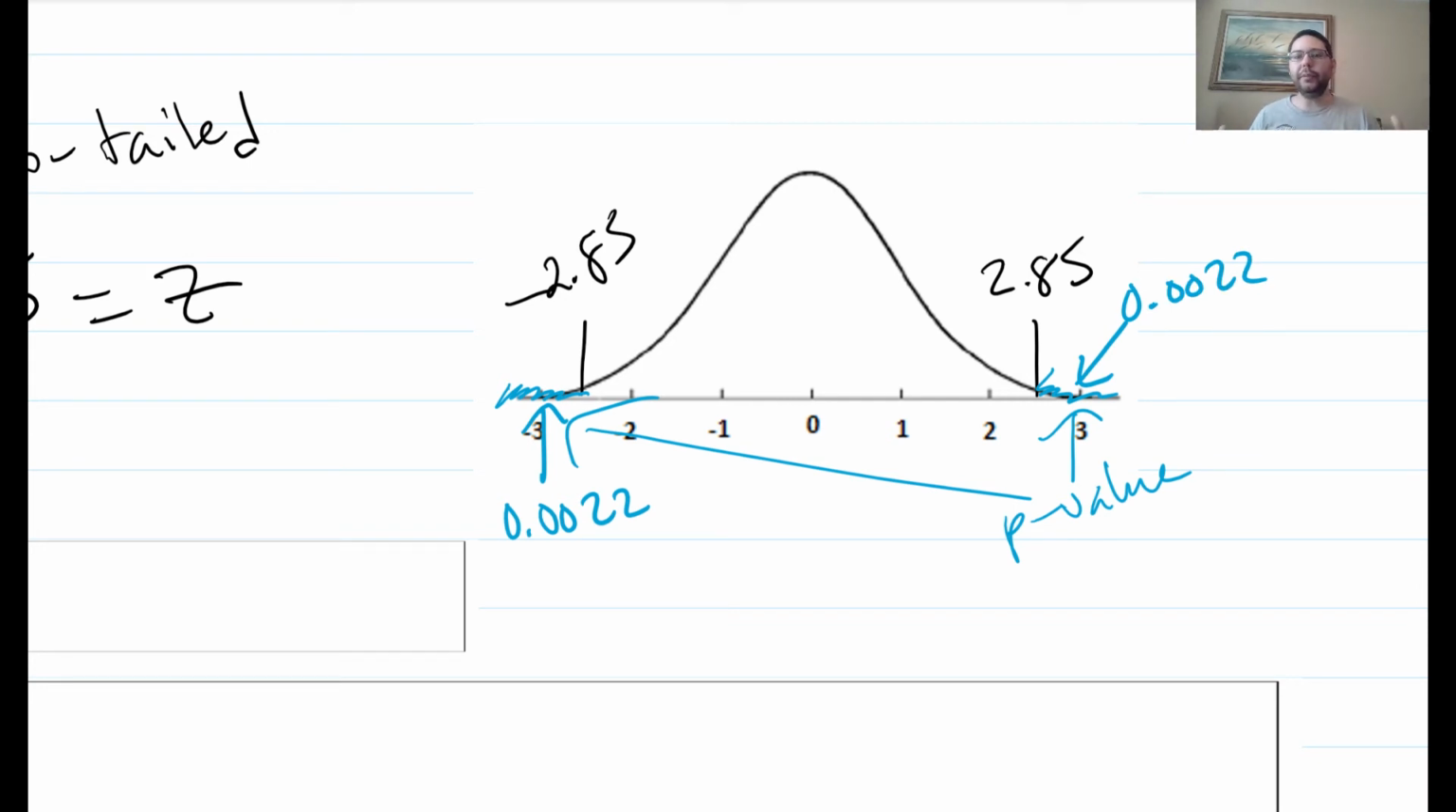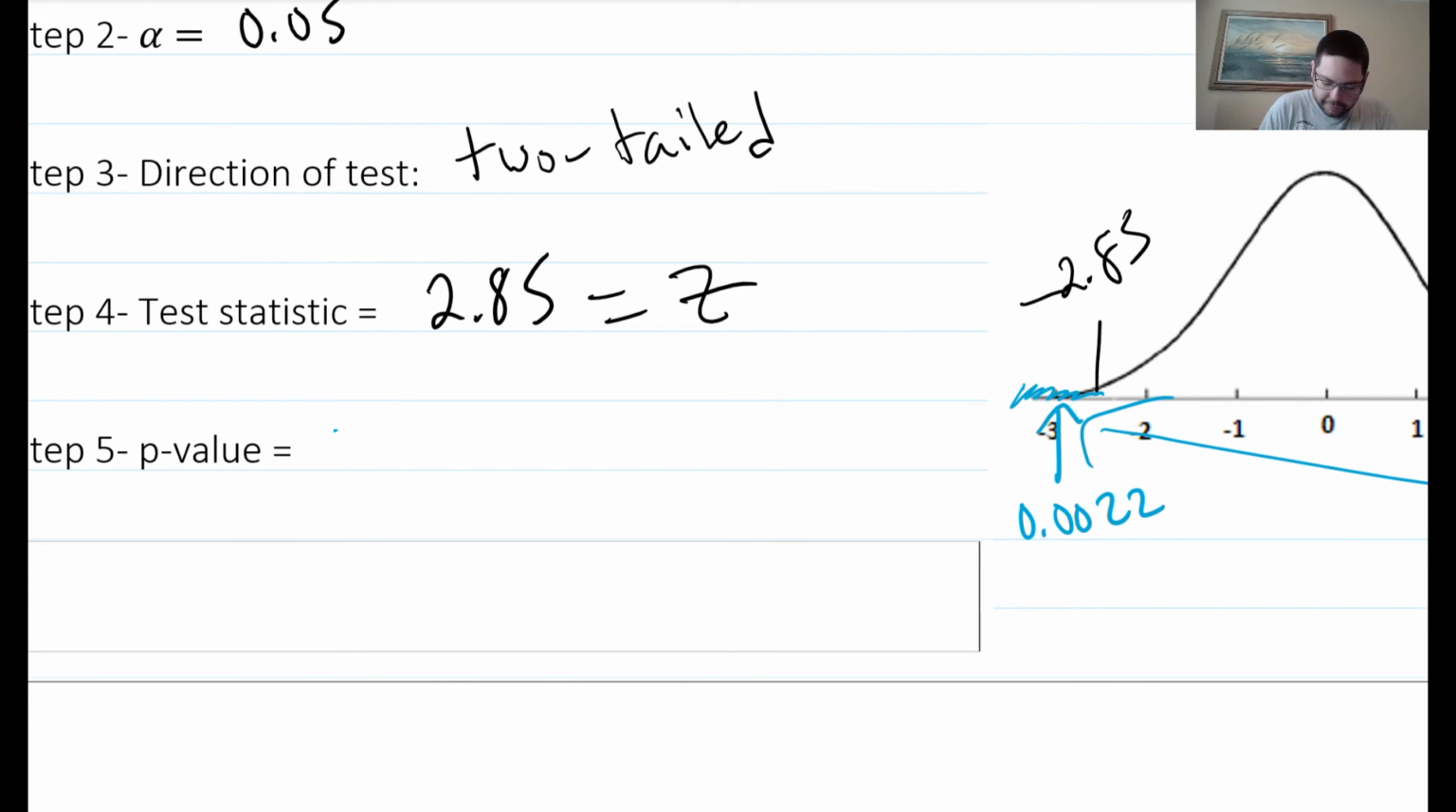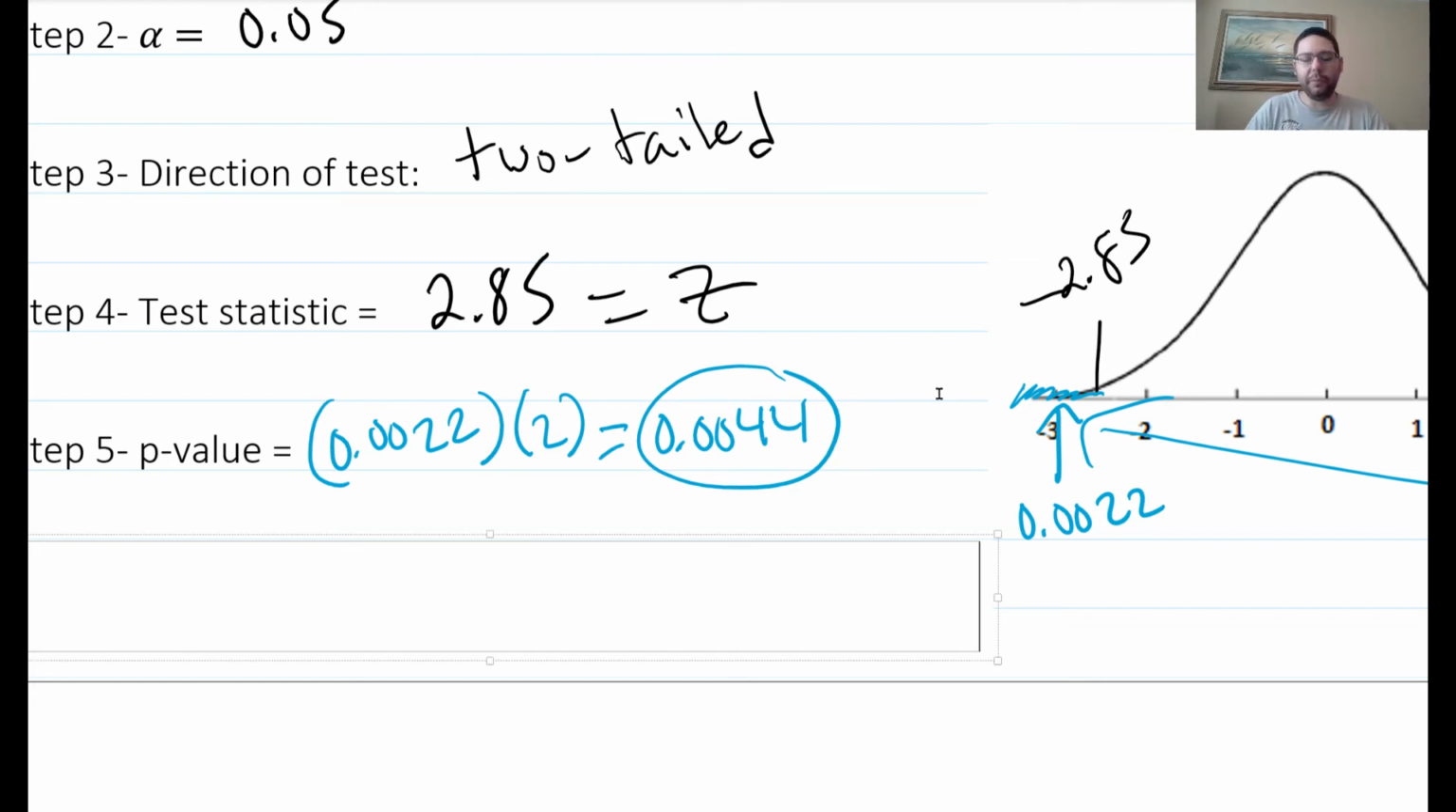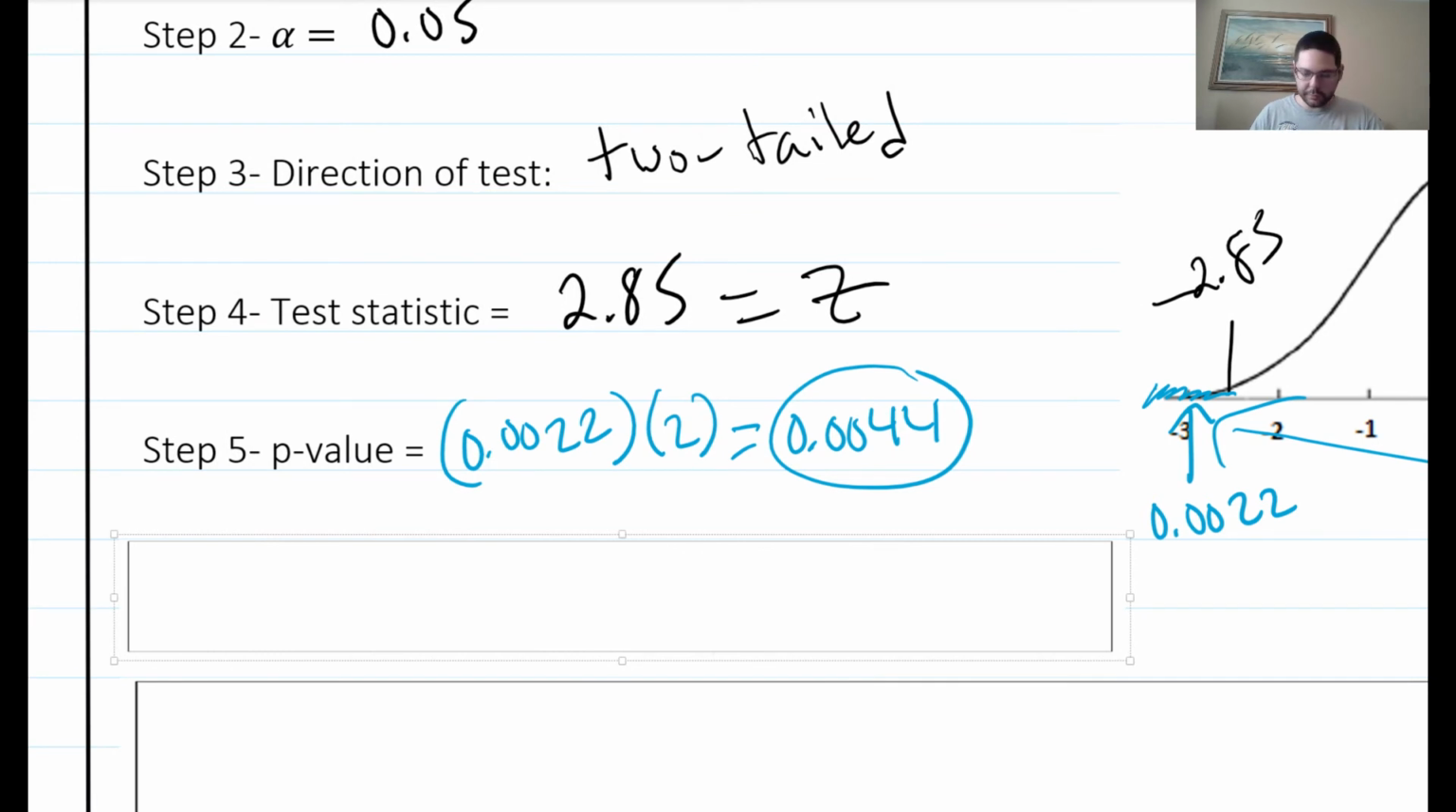So our p-value is basically combining those two, which is why you have to double it, because you have two tails, you've got to combine them both. Okay, so our p-value is 0.0022 times 2, because you have two of them, you just add them, so you get 0.0044. That's my p-value. So my p-value is very small here, and that's how you determine the p-value with a normal distribution.